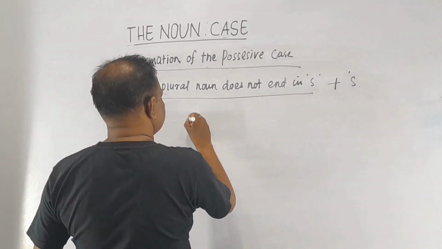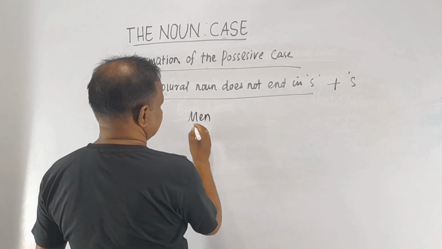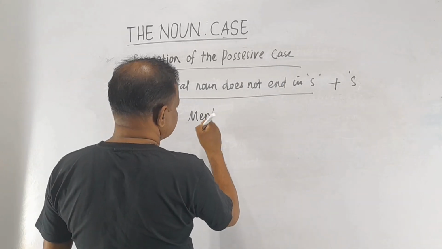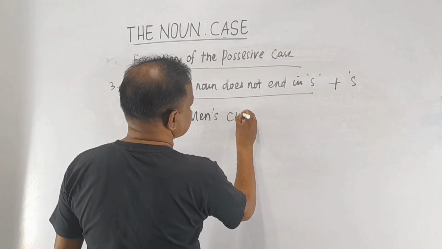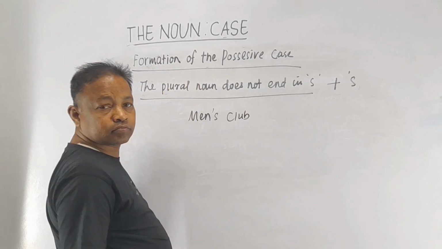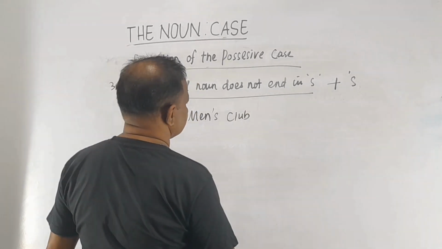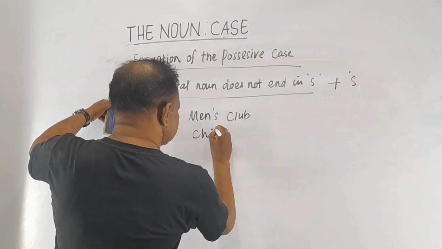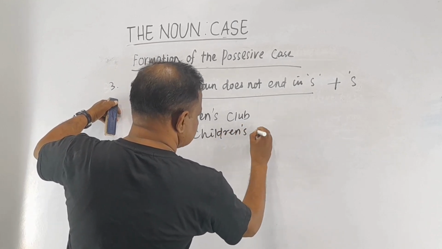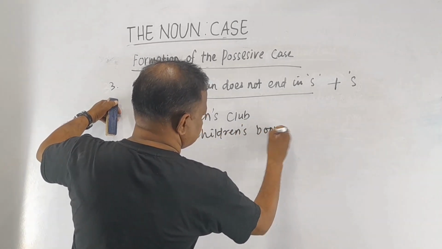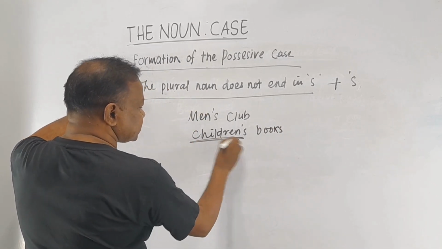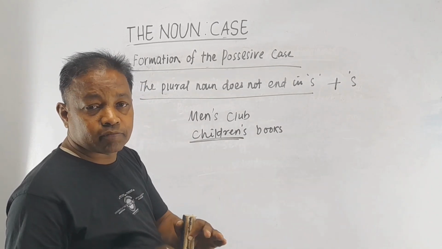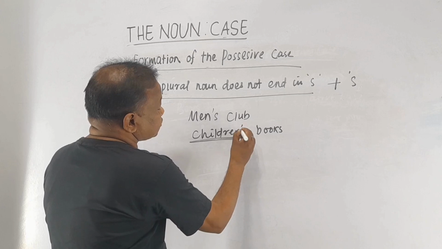For example, men. This one is a plural one, but it does not end in s. When this one is in the possessive case, men's gloves. Okay, clear? For example, we want to write children's books. Listen, children, this one is a plural one, but it does not end in s. So when you want to change this one into the possessive form or possessive case, you have to add apostrophe s.